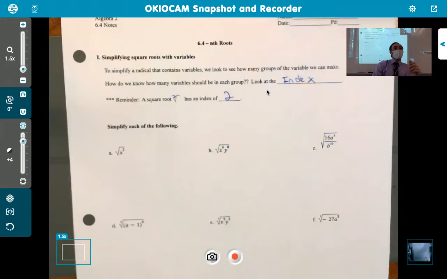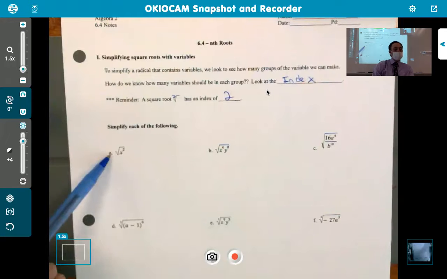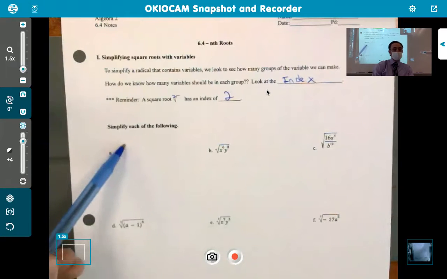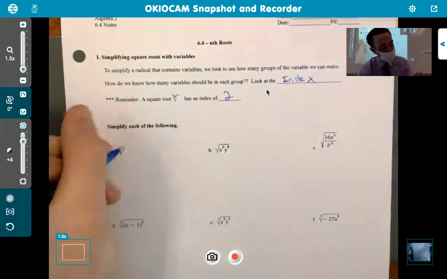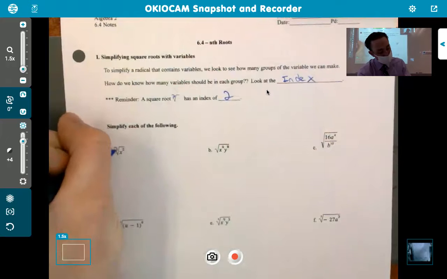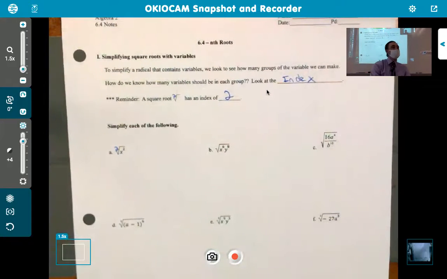Okay. Let's take a look at example A here. We're taking the square root of x squared. Now, again, when the square root's by itself, if you need to, write that index in. It's going to be helpful for you because we're going to see how we can simplify this moving forward. So make sure that you always write that in if you need to, to make sure you know how many groups you're breaking things up into.